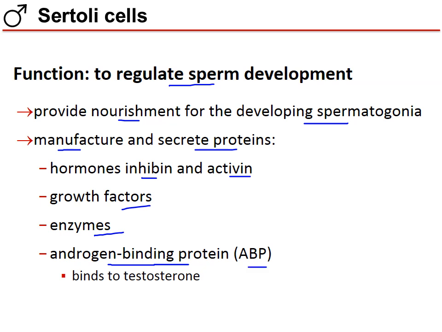So ABP is secreted into the lumen of the seminiferous tubules, where it binds to testosterone. If we think back to the chemical characteristics of testosterone, we know testosterone is a steroid hormone. Being a steroid hormone, testosterone is lipophilic, so it usually diffuses easily out of cells. But when ABP, which is a protein, binds to testosterone, it makes testosterone less lipophilic, which means that testosterone is prohibited from diffusing out of the tubule lumen as easily. So it keeps testosterone within the lumen of the tubule.